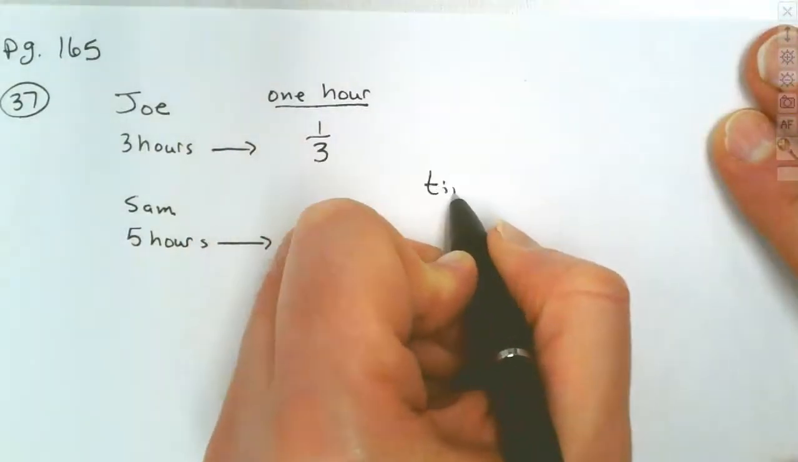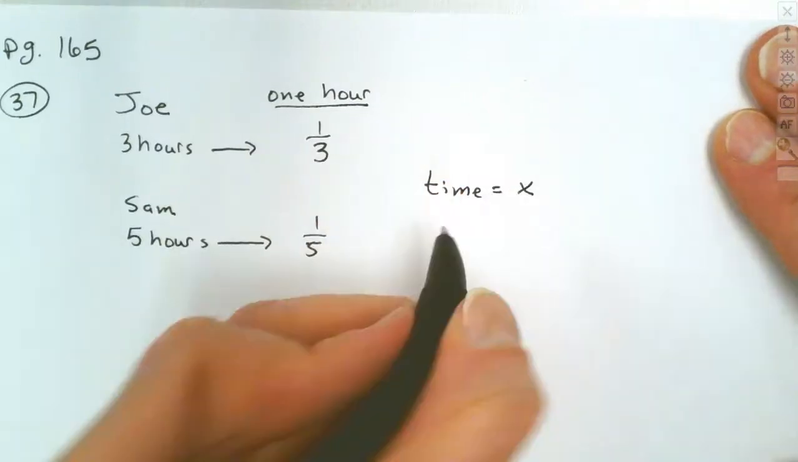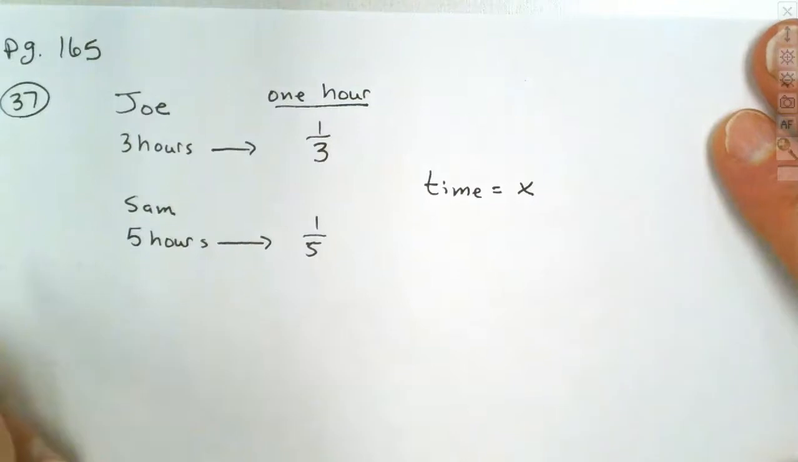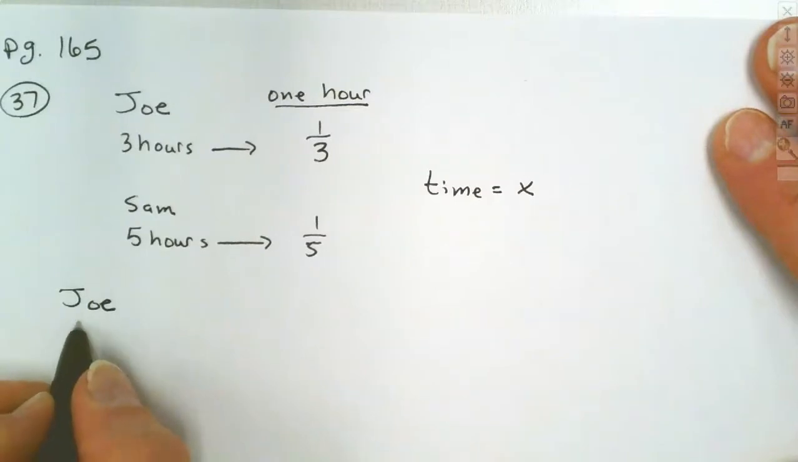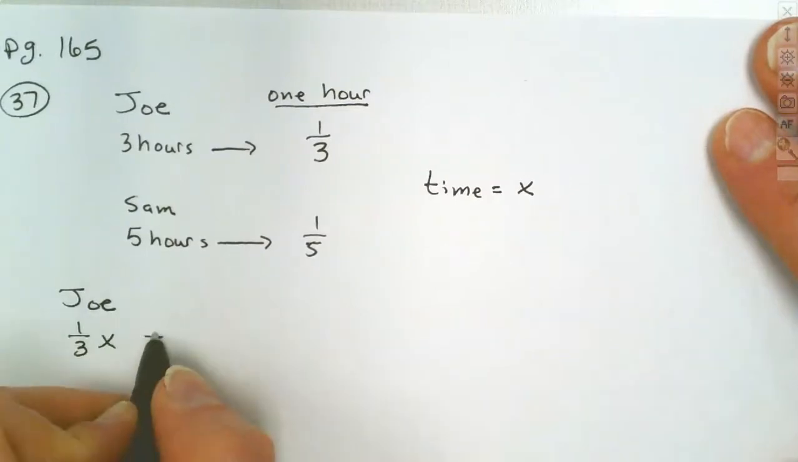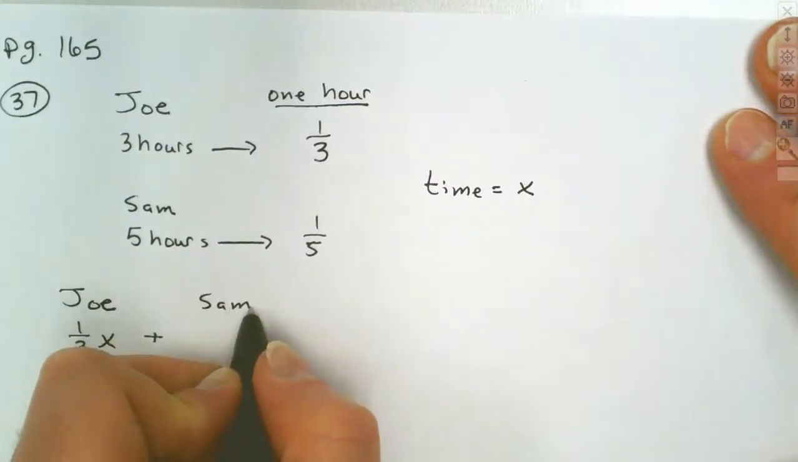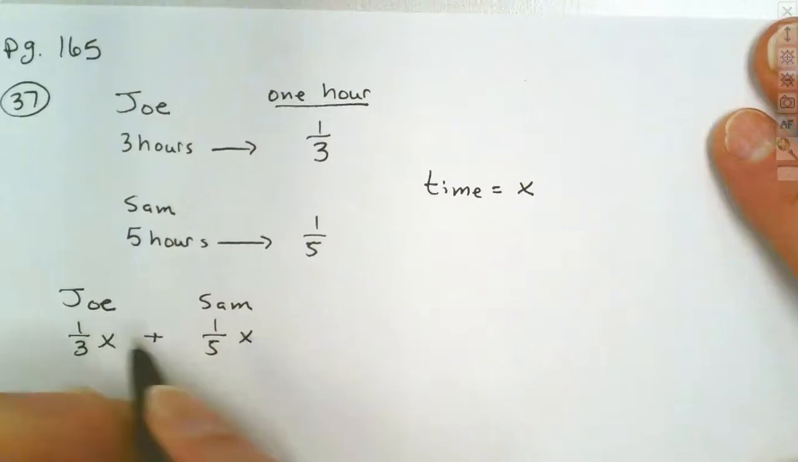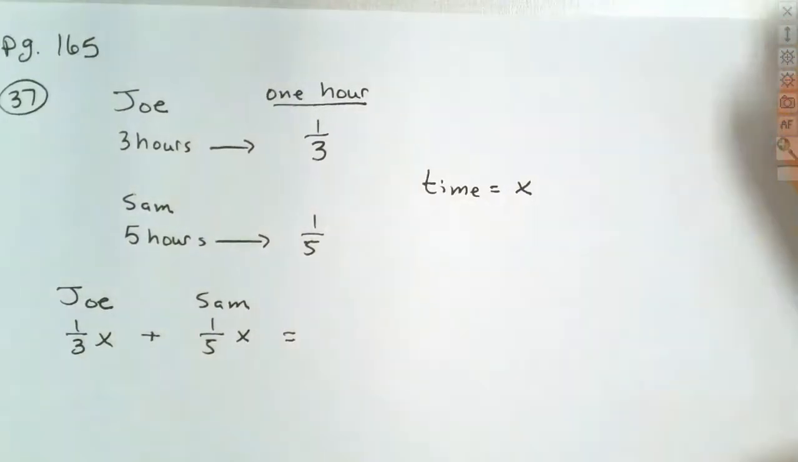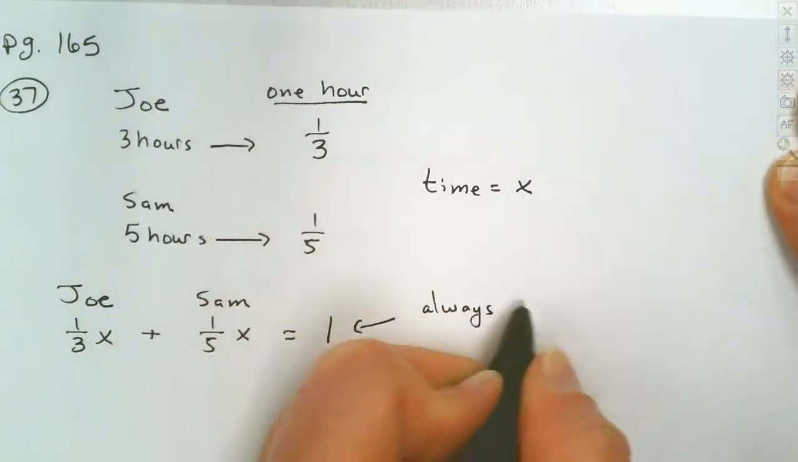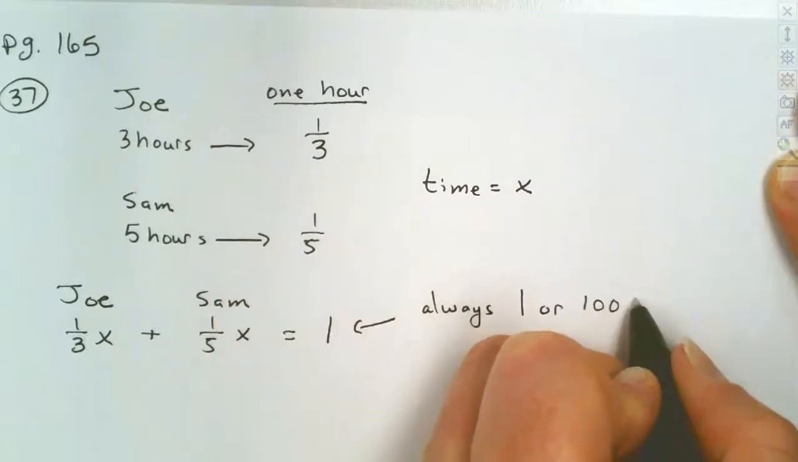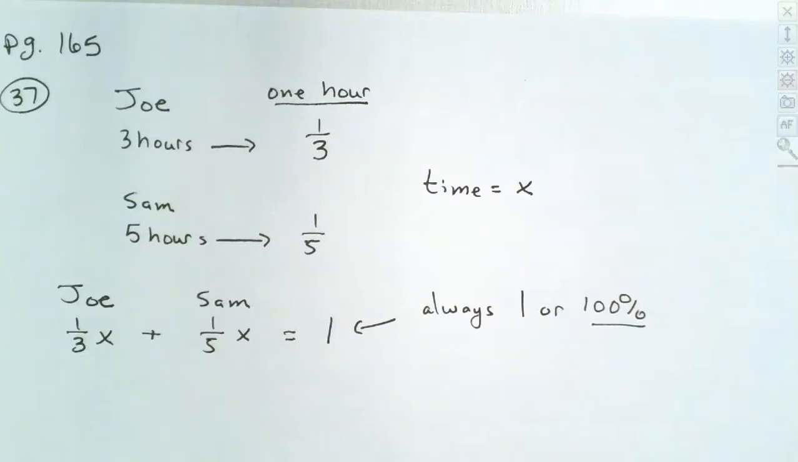Now they're going to work together, so they add. And our time, we're going to call this X. And this is addition since they're working together. So let's now look at what we've got. We've got Joe. It takes him 1/3 of an hour. So that's going to be 1/3 X. Then we have Sam, and it's 1/5 X. And then how many houses are we going to paint? 100%, right? So we always make that equal to 1. Always 1 or 100%, because you're going to do 1 complete house. So all of these are going to equal 1 or 100%.